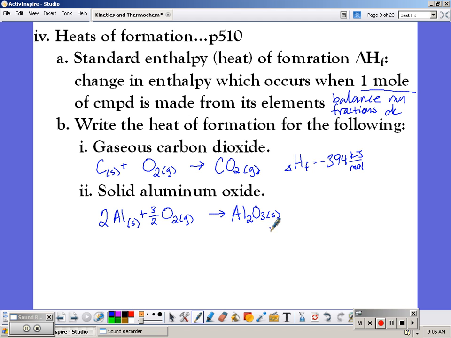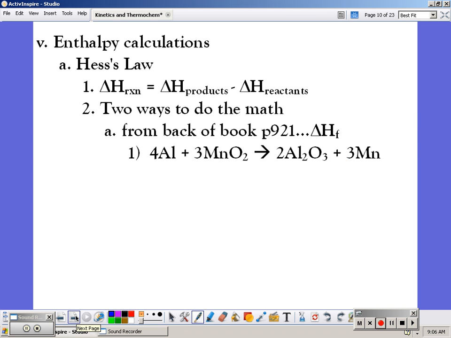And then we can look at our table, and we can see that the heat of formation of aluminum oxide is negative 1680 kilojoules per mole. Now we're not usually just adding elements together to get compounds. Usually, most of the time, we're taking compounds and mixing them together. So there's got to be a way of looking at heats of reaction when we have more than one compound. This is where Hess's law is applied.